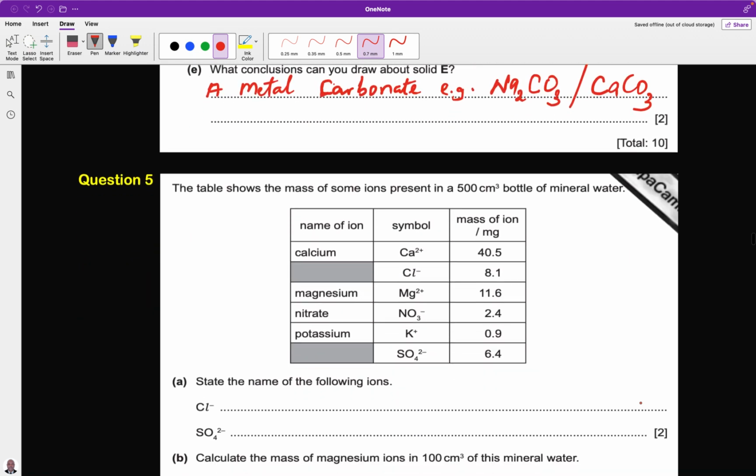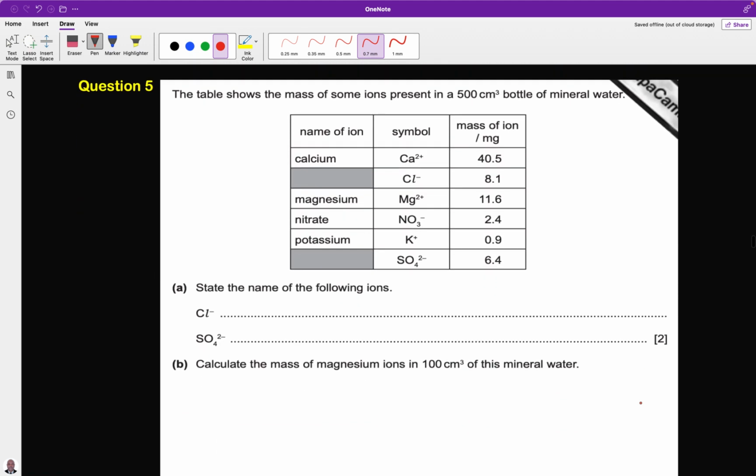Question number 5. The table shows the mass of some ions present in a 500 cm cube bottle of mineral water. There are 3 columns: name of the ion, symbol, and the mass of the ion. We have calcium, magnesium, nitrate, potassium. Their symbols are there, and the different masses of the ions are presented.